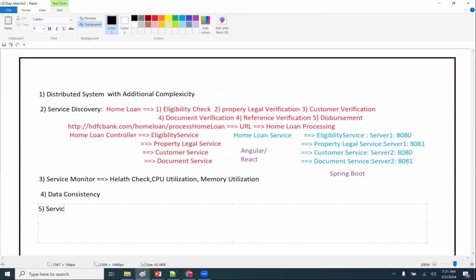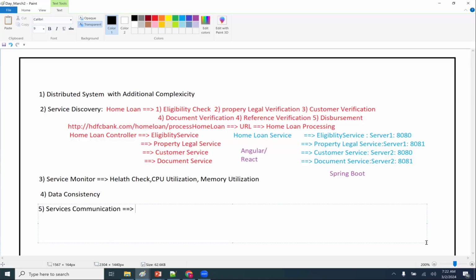Services communication. Because order is a separate instance and product is a separate instance. Correct, that is the problem. That is a distributed system we already covered, right?